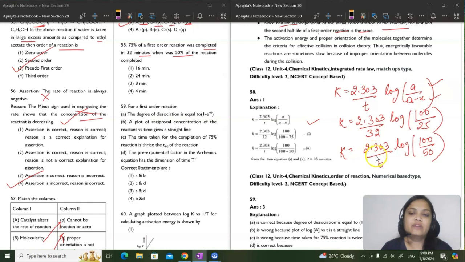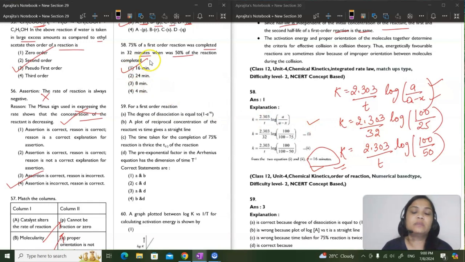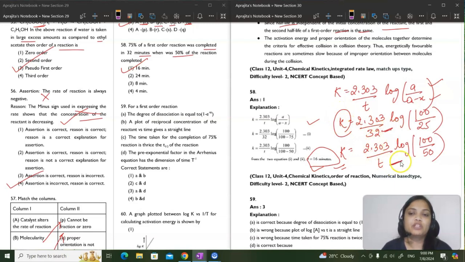Okay, so we can divide them, and from here the value of t will come out to be 16 minutes. You just have to solve it, and after solving, the value will come out to be 16 minutes. Or you can do it the same way as we did earlier: find the value of k from here and put it in this equation, or else you can divide the two equations and we will find the answer. Okay. So it's option number 1.